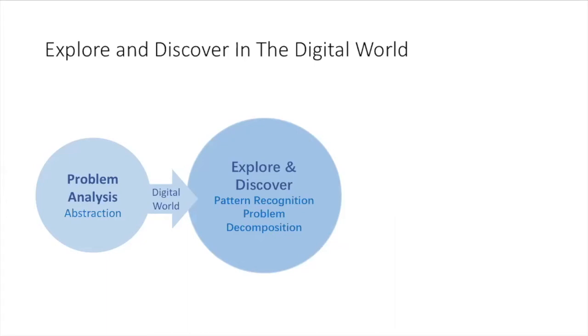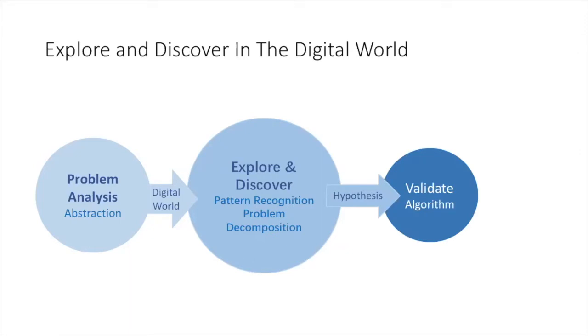And then through this exploration and discovery, what will happen? You can come up with a hypothesis. You say, oh, in fact, this is what governs this digital world. So you say, these are the rules that govern it. And then from there, what do you do? You validate. So once you make a hypothesis, you believe this is true, right? Then you need to somehow validate that it's true. So this is actually where you develop the algorithm.